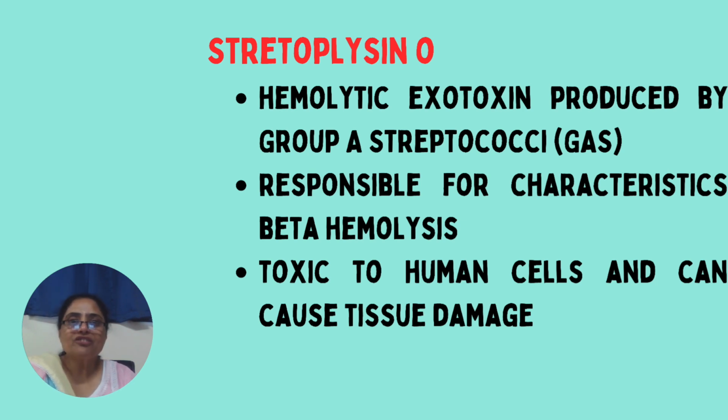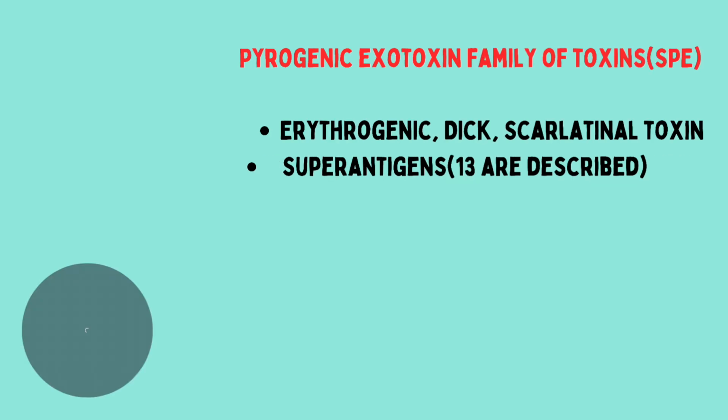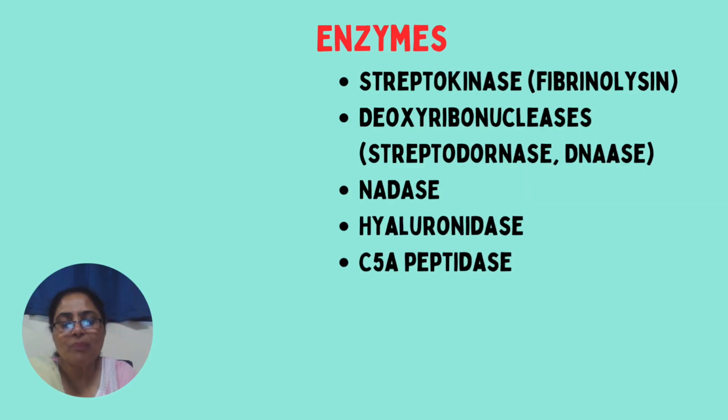So coming back to streptolysin O, it is toxic to human cells and can cause tissue damage. And that is how toxins work. They are causing damage to the host. It is a problem, and there is not balanced production of T cells. So you can always read about superantigens in my video which I have put on superantigens. You can go back and find it on my site itself.